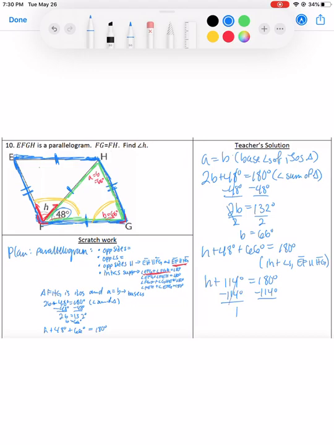And these will simplify to H. Therefore, H is equal to 10 minus 4 is 6, 7 minus 1 is 5. So H is equal to 56 degrees.